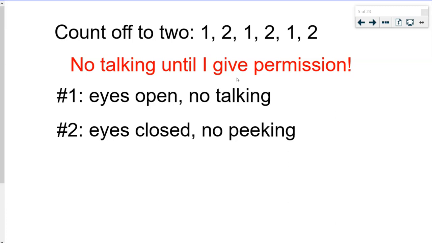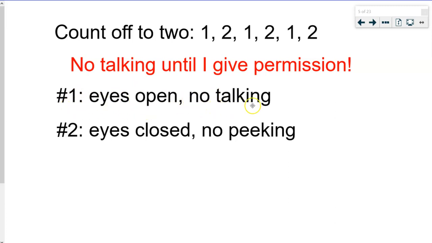I'm going to show something to the number twos. And you, number ones, you don't get to see it. Okay? To help you avoid the temptation, maybe number ones. Oh, I said that backwards, didn't I? I'm sorry. Number one, your eyes are open. Wake up. Sorry, I know that was a fun little nap. Number one, your eyes are open. Read the directions up here.